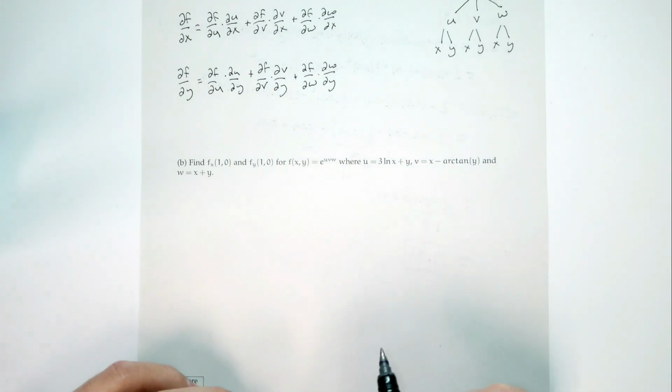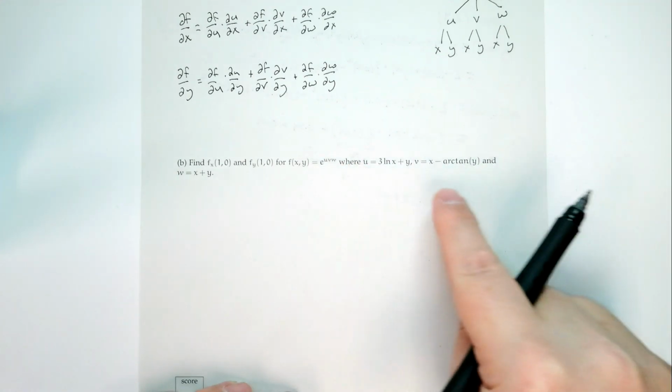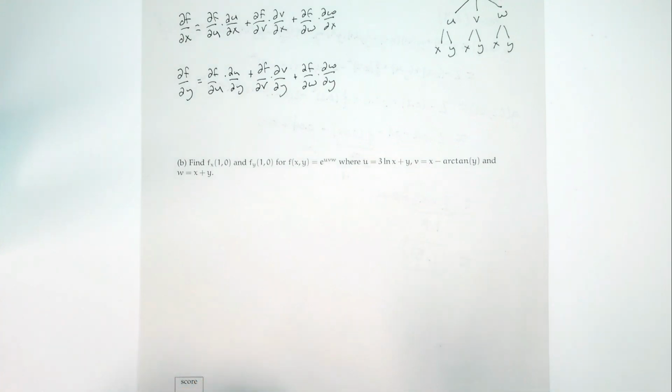I like that. Okay, now one thing we could do, and it wouldn't get full credit, but it'd be a lot of work, is to say, okay, let's put in 3 log x plus y for u, and x minus arctangent y for v, and x plus y for w. That would do a lot of work. And one of our goals is to get to the point where we don't have to do a lot of work. In fact, that's a golden math. How can we simplify this to something which is easier for us to do?